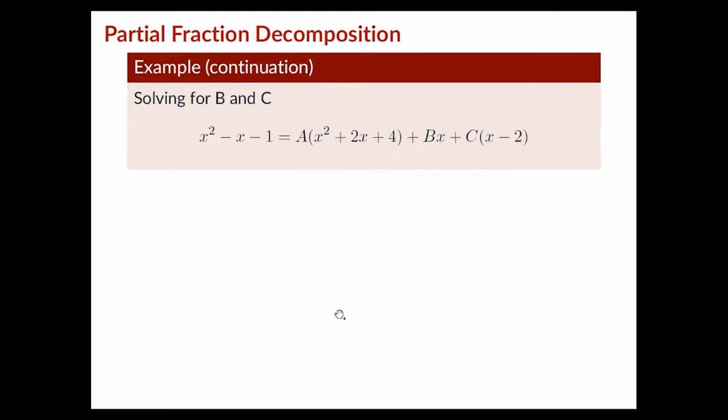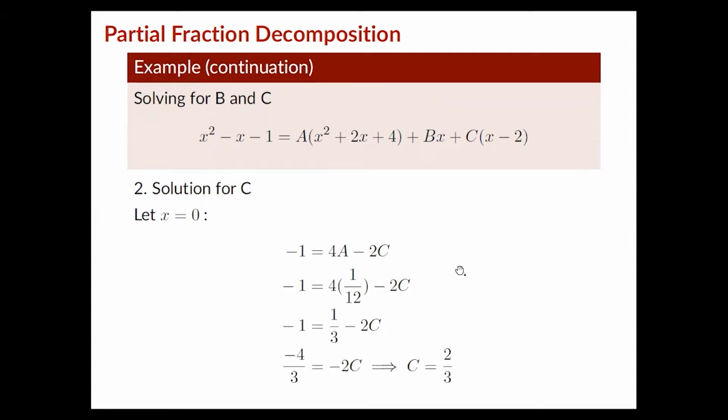Now, kaya na natin isolve relatively easy ang b at ang c. We have this solution for c by letting x equal to 0 so that bx disappears, and we have this negative 1 equals 4a minus 2c. Alam na natin yung value ni a from our first solution, so kaya natin i-substitute yung value ni a dito sa equation na ito, and then we have this equation, negative 1 equals 4 times 1/12 minus 2c. Simplifying further gives us c equal to 2/3.